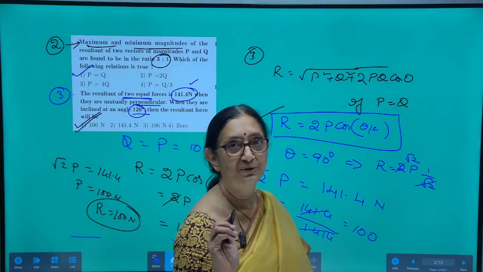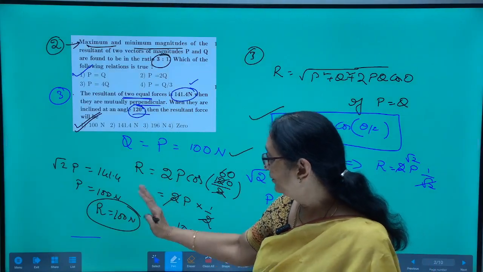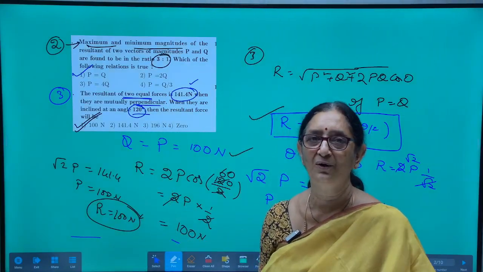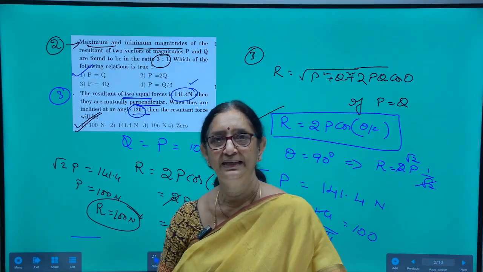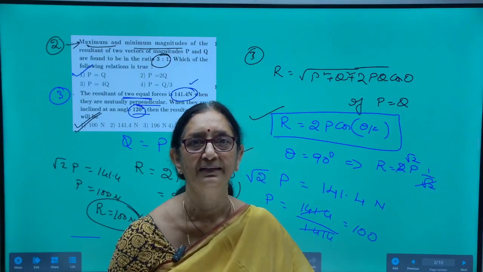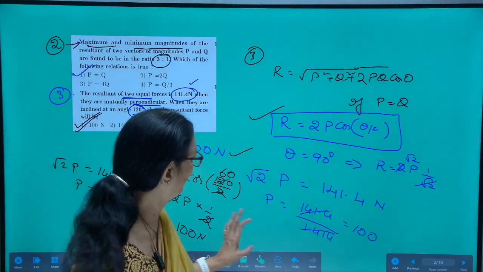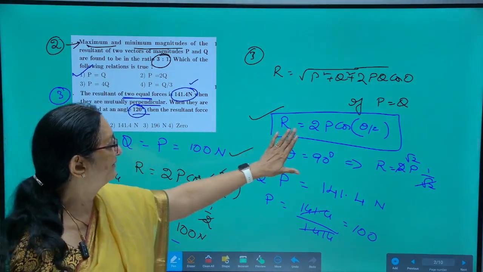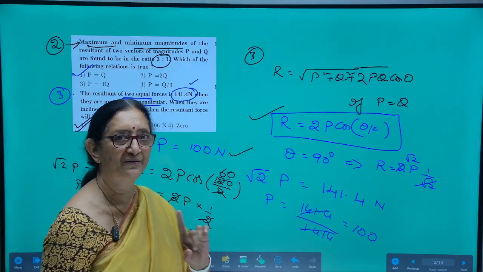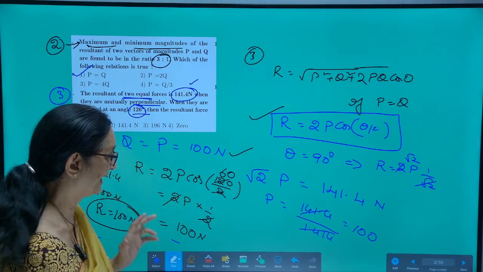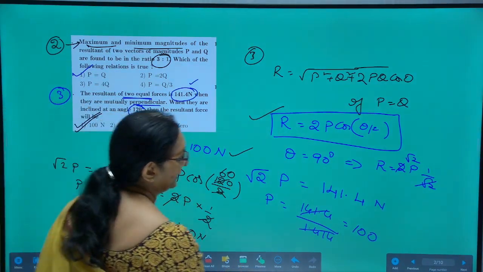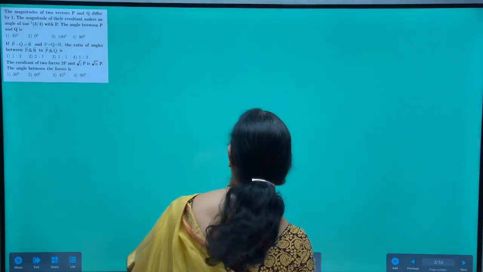You must be that fast while solving the NEET paper, because in NEET you have to answer 45 questions in 1 hour. So, definitely, if you have that in your mind, the problem is done within 2-3 seconds after reading, right? Now, let us go to the next problem.